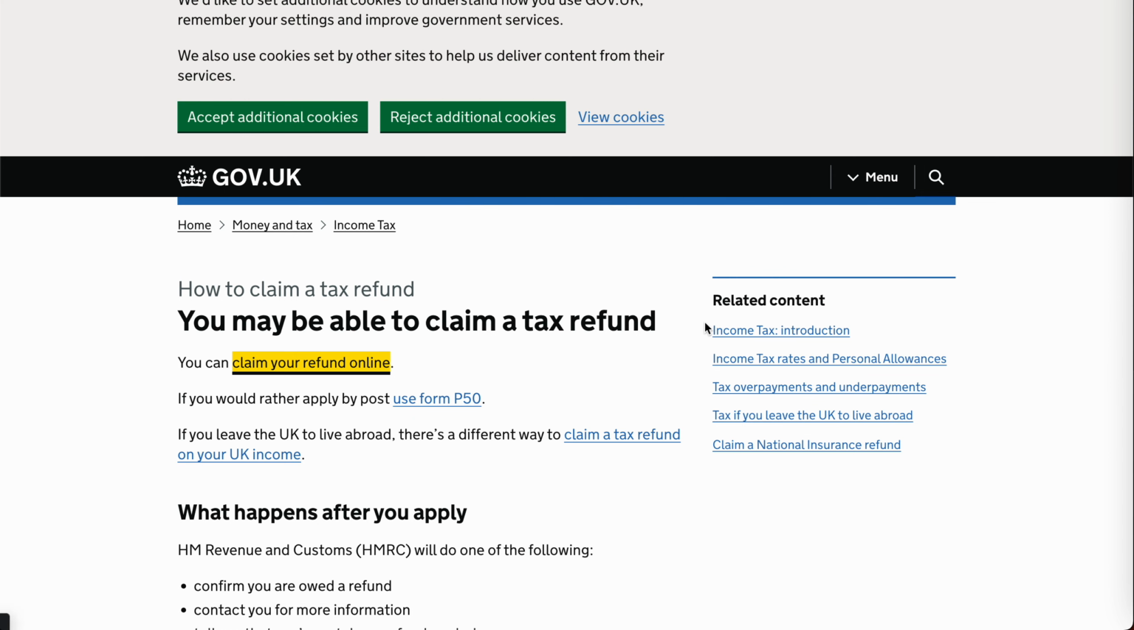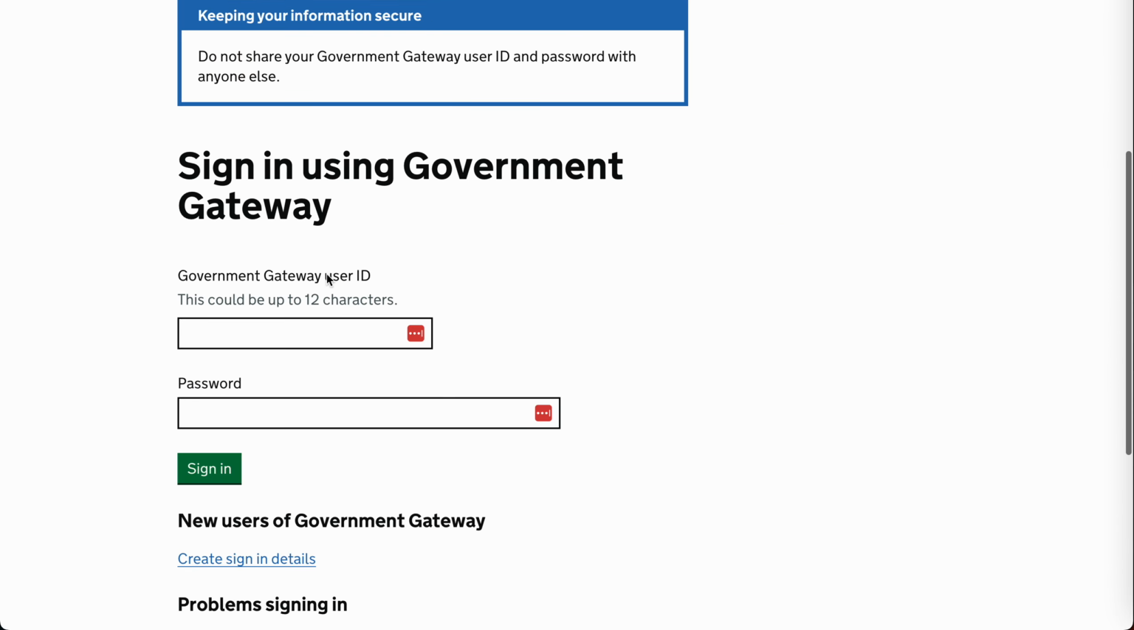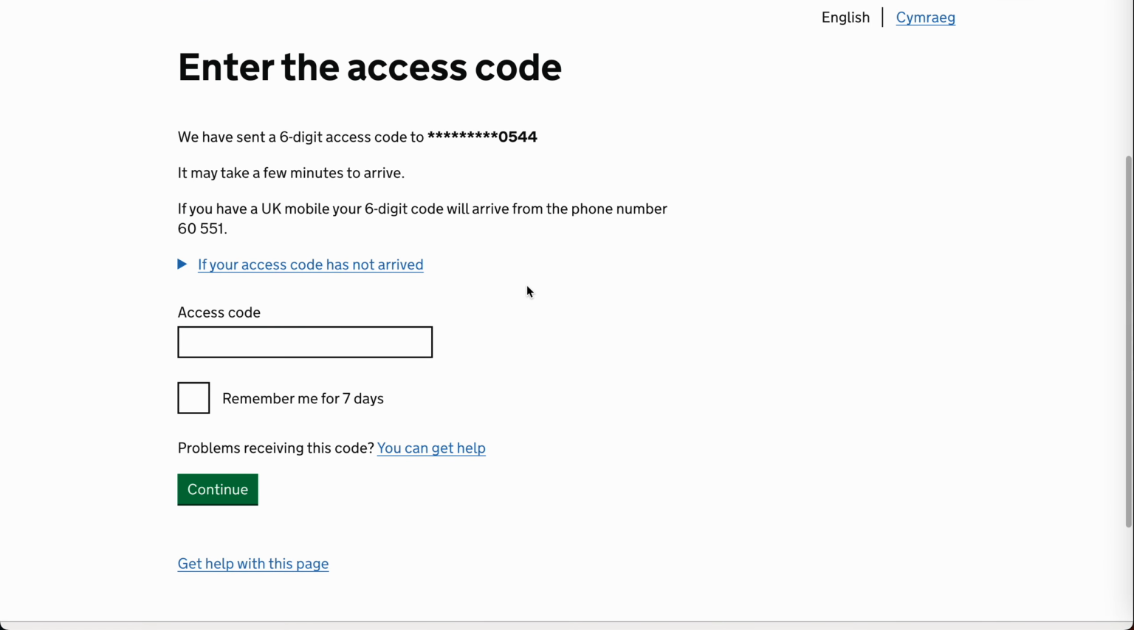So in this case, it makes the most sense to claim it online. You do have to sign in with your government ID, so I'm just going to do that now. And you're going to have to put in the text that you should have received. So I'm just going to put in my text.